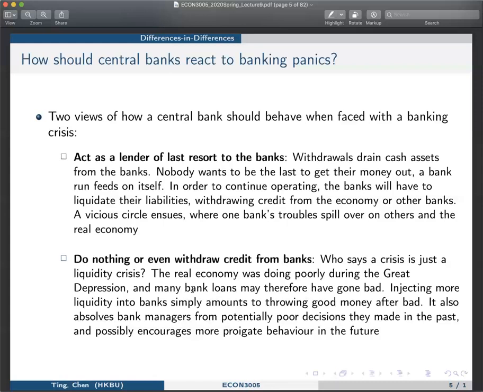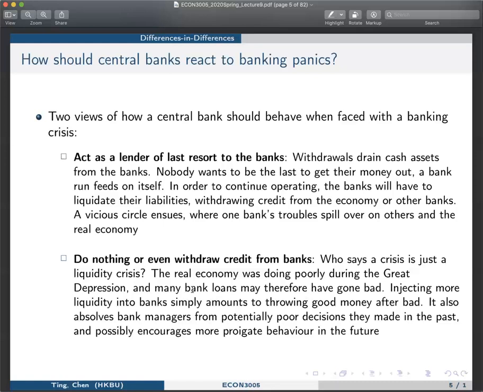But in order to continue operating, the banks will have to liquidate their assets, withdrawing credit from the economy and other banks. So this is how a conflict normally happens in a financial crisis. That is, the loss of confidence of investors first, and after they withdraw the money from the bank, the bank also withdraws money from the economy, because they need money to survive. They need liquidity to survive.